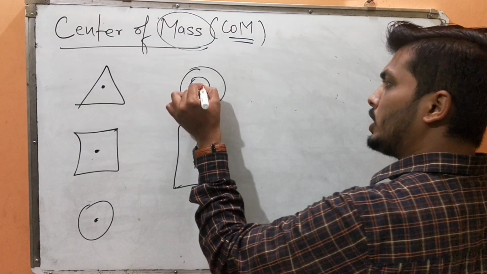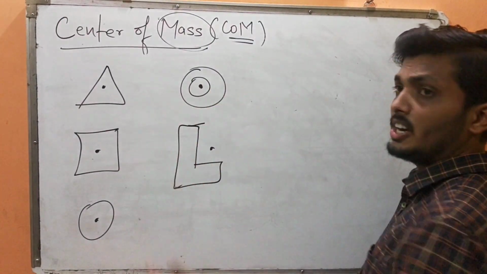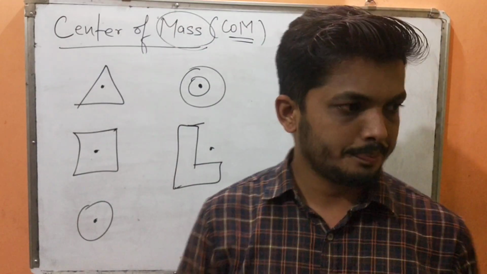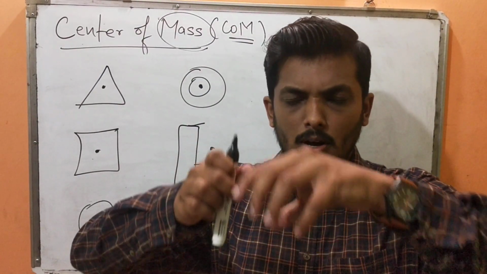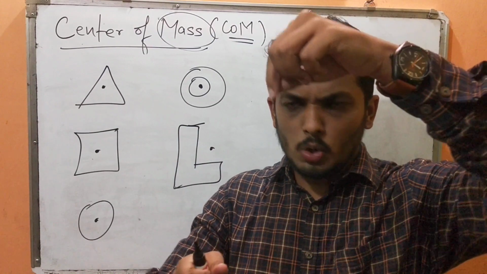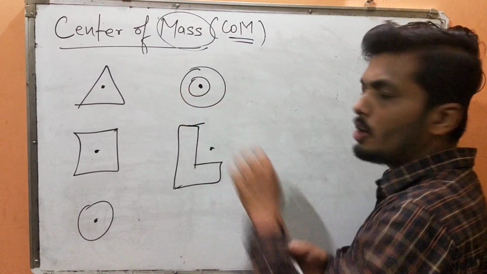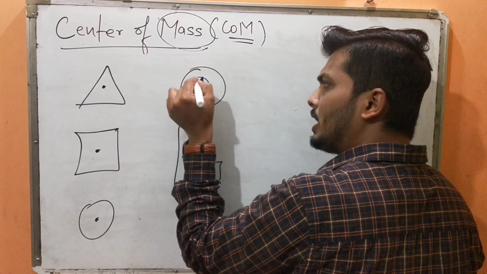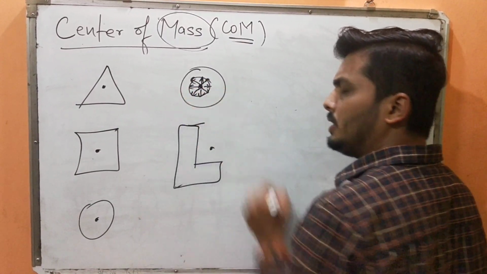In case of a hollow ring, the center of mass lies outside the body. It's a hollow ring, right? All of you can remember, imagine a hollow ring. So the vacant area, there is the center of mass. From this point, the mass is equally distributed at every point equally.